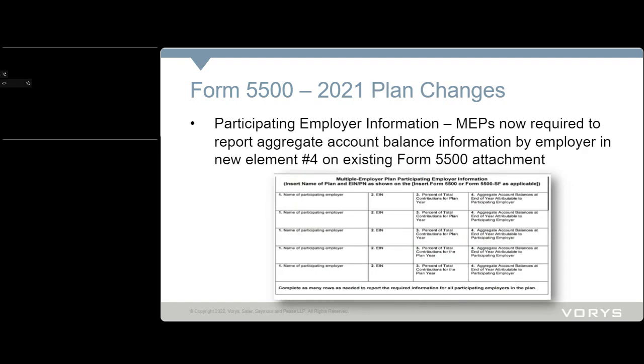The 2021 instructions also say that MEPs and multiple employer welfare plans in this case must include a non-standard attachment that identifies participating employers in the plan by name, EIN, and an estimate of percentage of the total contributions for the plan year by each employer. And it also must include now an aggregate account balance and the information in this new element 4. So here is an example of the non-standard attachment that would be required for these MEPs.